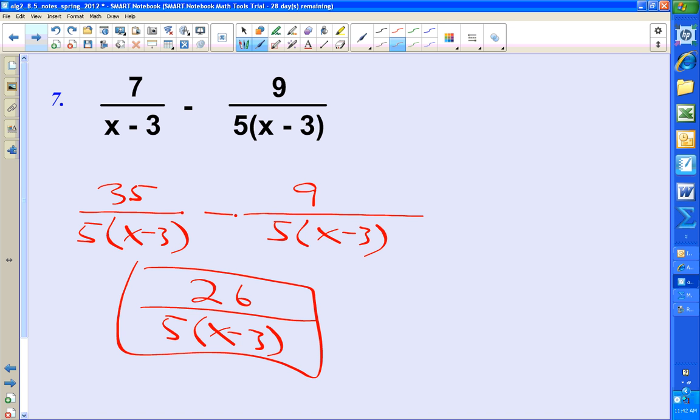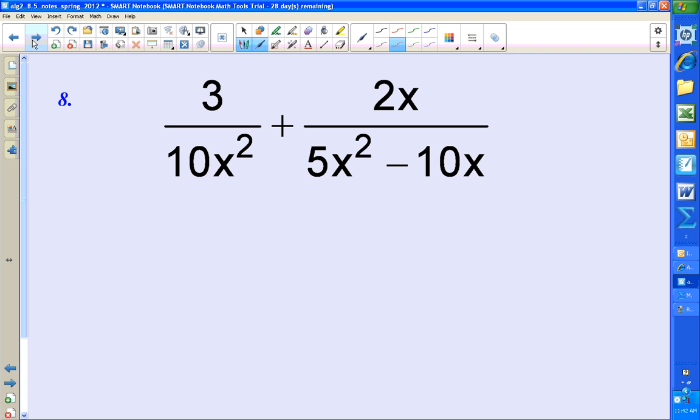If it was 25, you could reduce. If it was 30, you could reduce. 26, not so much. That's the way it is. Does anybody have a question on this so far? Pretty easy. It's not the easiest. It's not common denominators to begin with, but it's pretty easy.